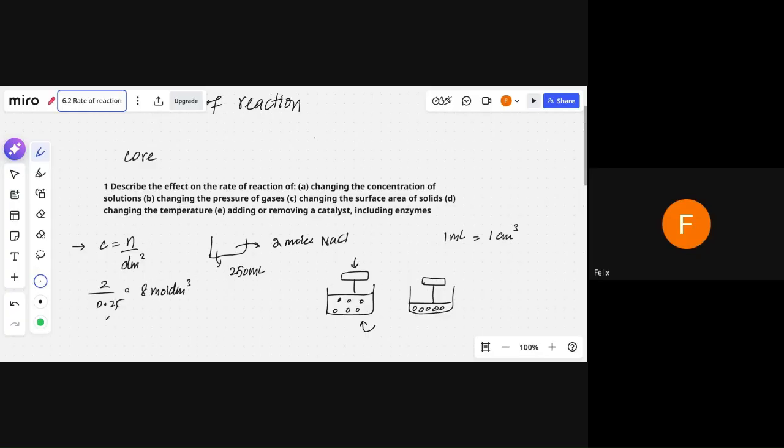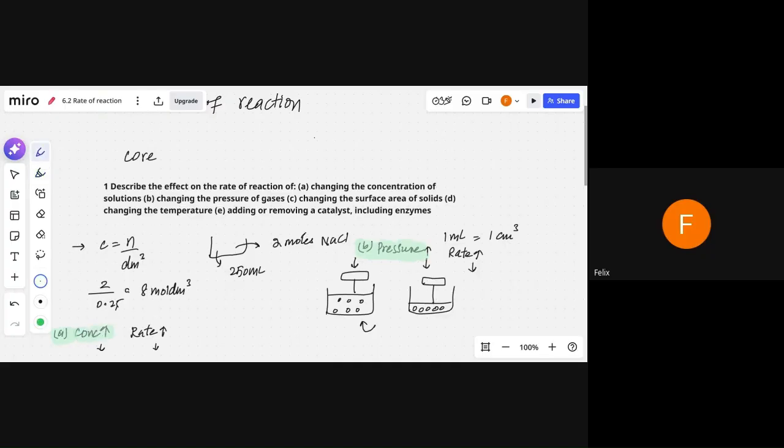So for concentration, increasing concentration increases the rate, and decreasing concentration will slow down a chemical reaction. This is A. And B is the pressure change. Increasing pressure will increase the rate of a reaction, and decreasing pressure will decrease the rate of a reaction. And now you understand the reason why this happens: because of less volume and more collisions. Okay, so I hope this is clear.